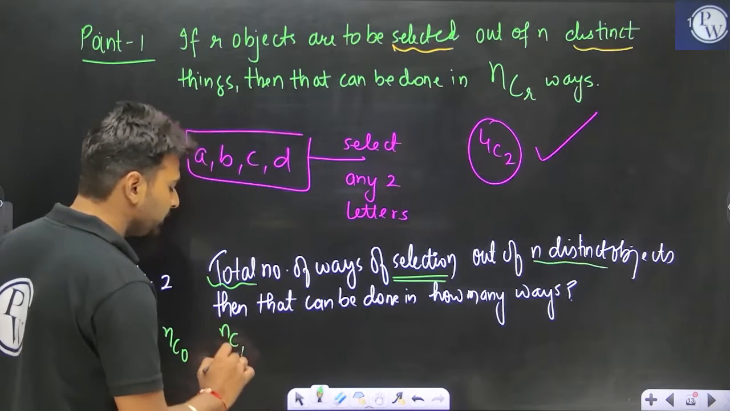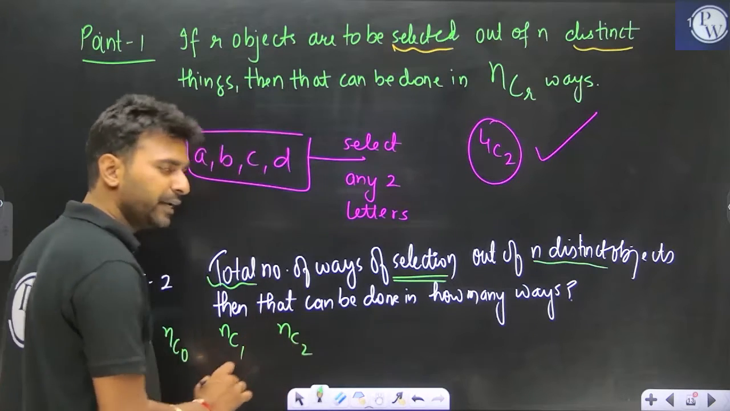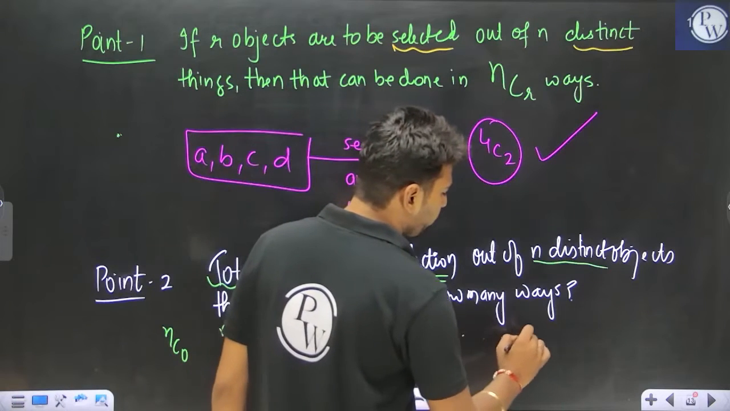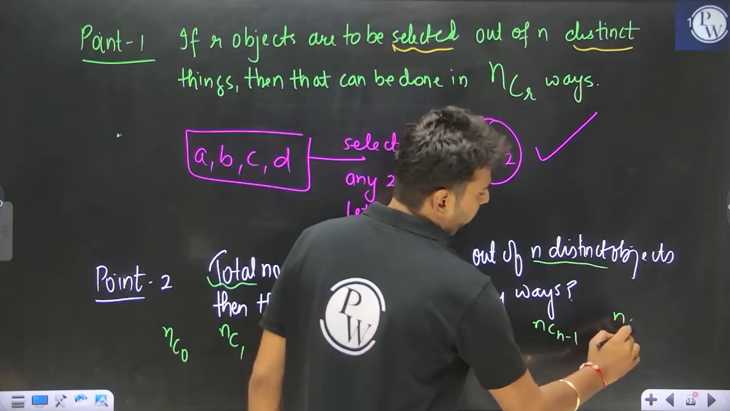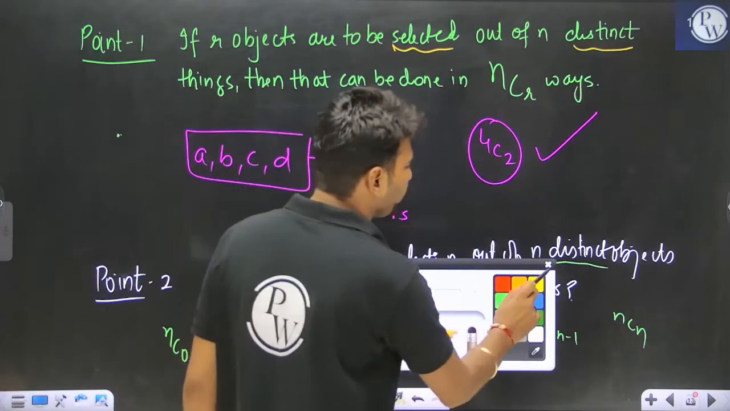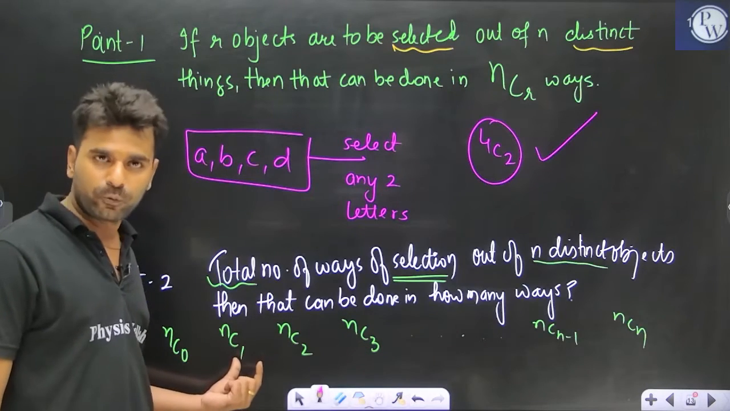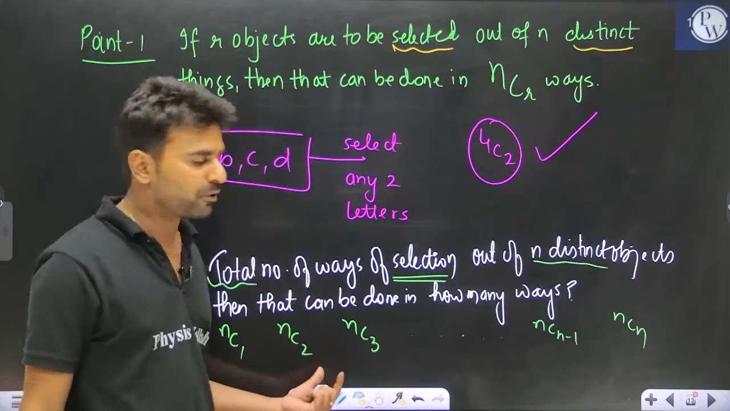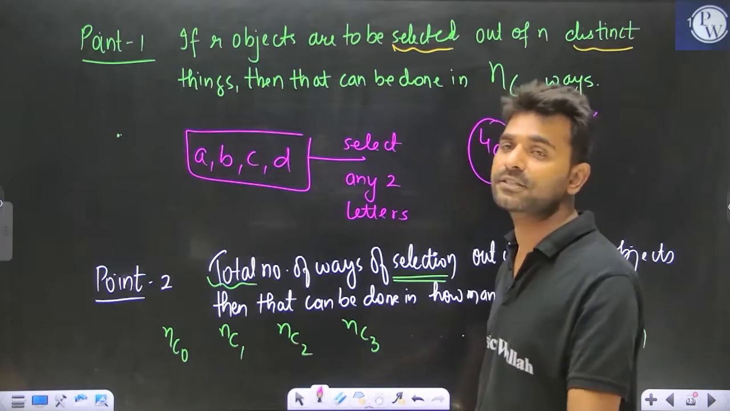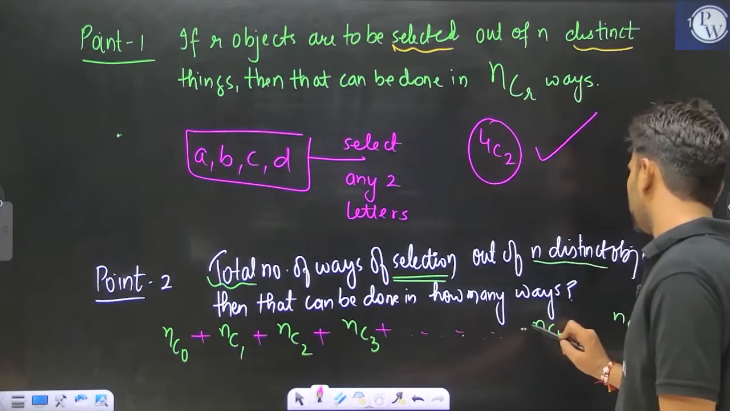If you select 1, that is also fine, so that can be done in this many ways. If you select 2, that is also fine, that can be done in this many ways. Select 3, that is also fine, and so on. You can select all of them as well. Yes or no? Since over here it is not specified how many people you need to select, either I will be selecting 0 people, or 1 person, or 2 people, or 3 people, and so on. So there is a sense of or. Whenever there is a sense of or in mathematics, we add the things. Yes or no? Yes sir.